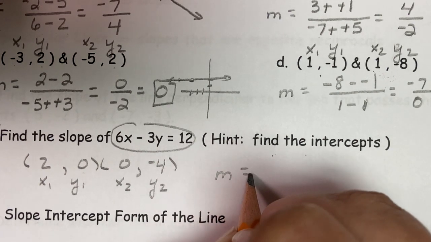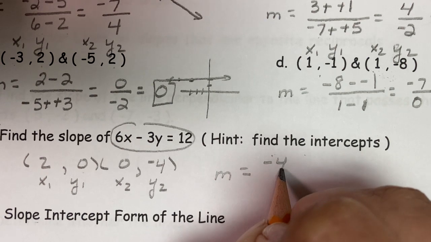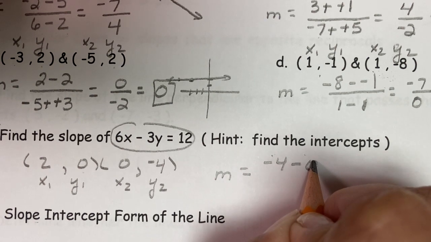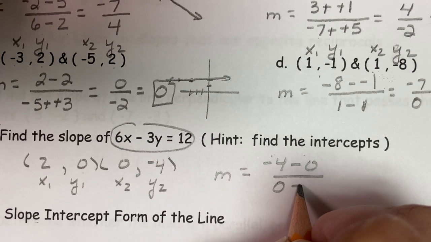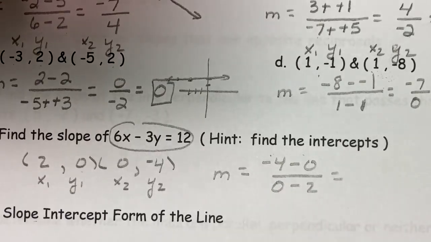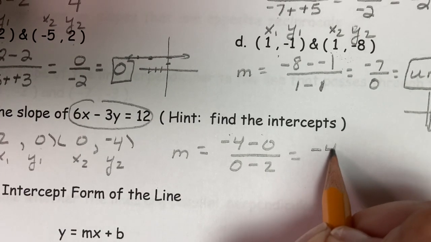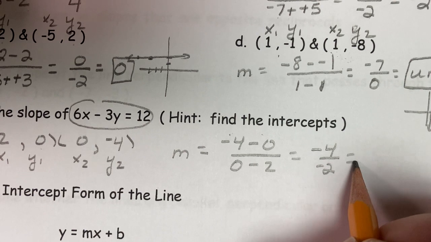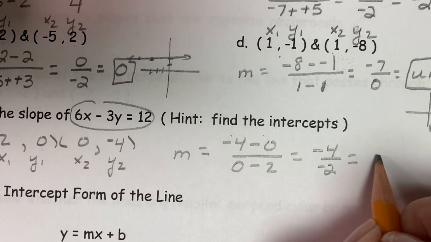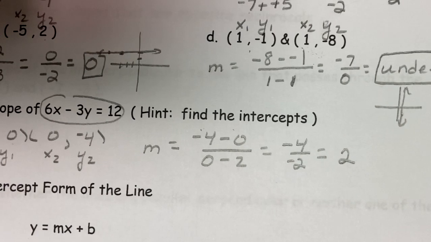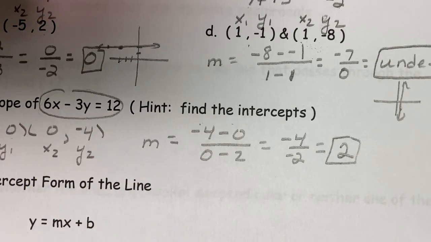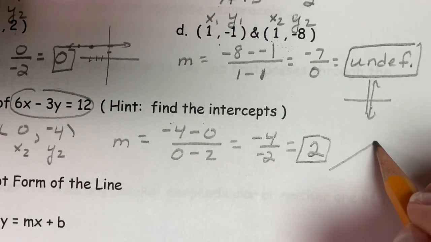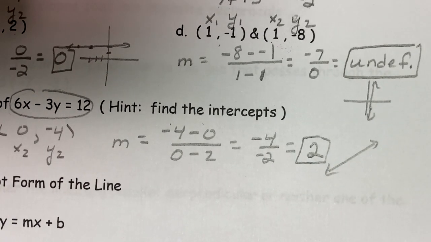So slope would be equal to y2, which is -4, minus y1, which is 0, over x2, which is 0, minus x1, which is 2. Doing the math, I get -4 over -2. Dividing, because it goes in evenly, I get the slope of that line, which is actually +2. And again, just in general, remembering that since the slope is positive, it means the line is going to rise to the right, like it's going up the mountain.